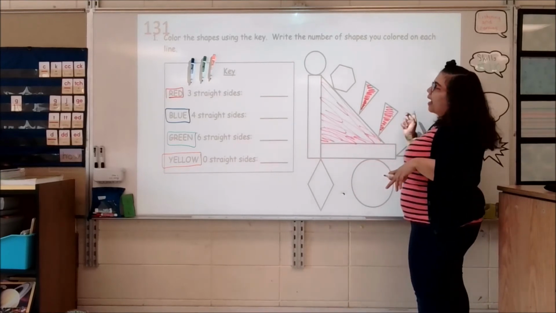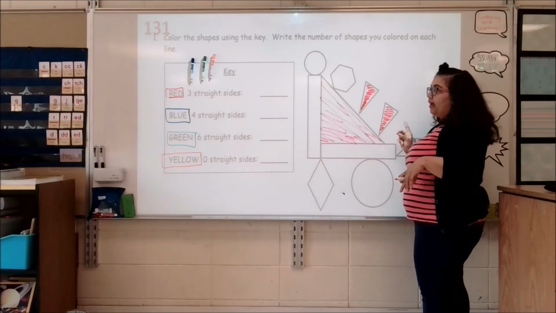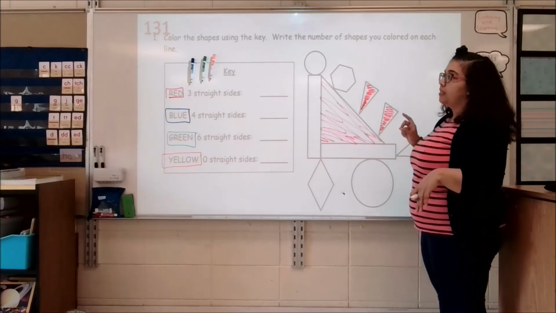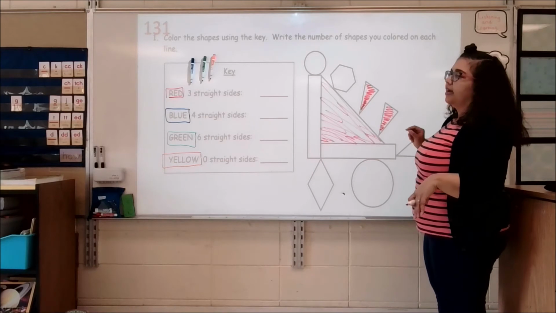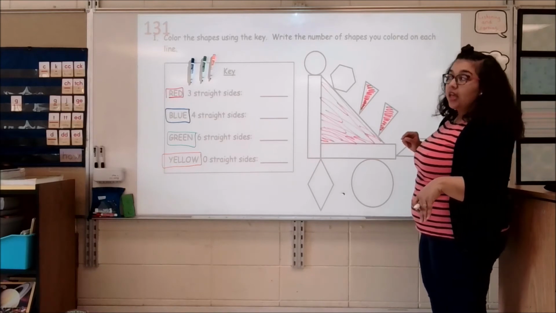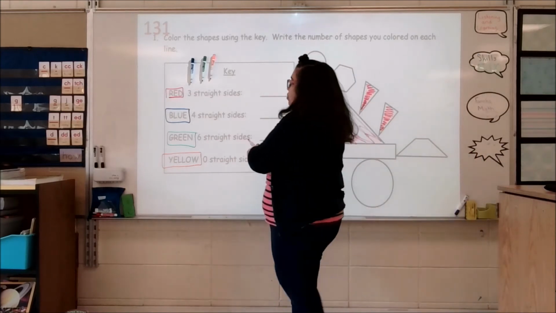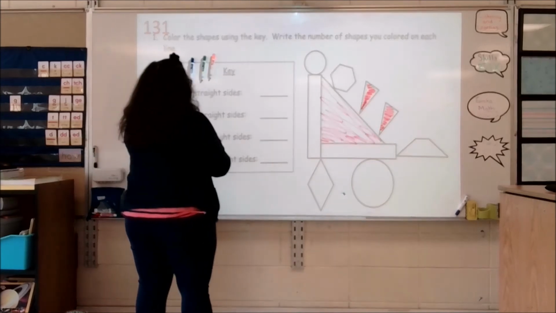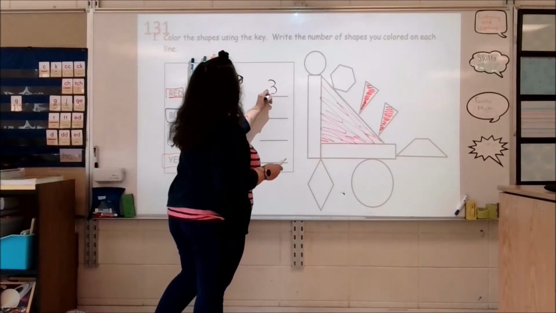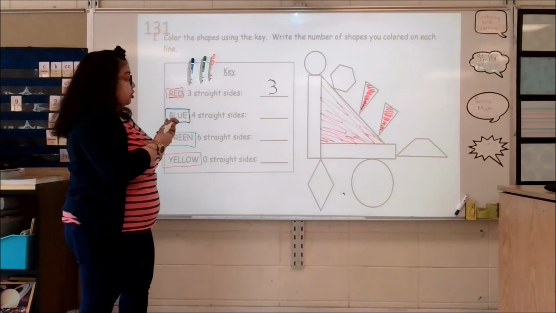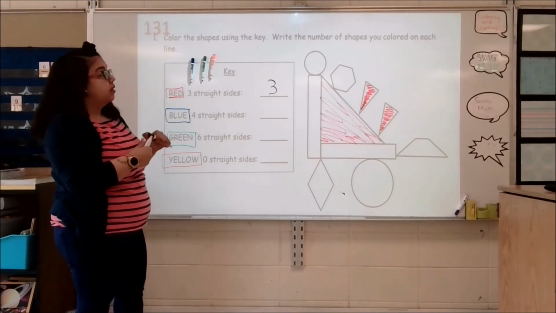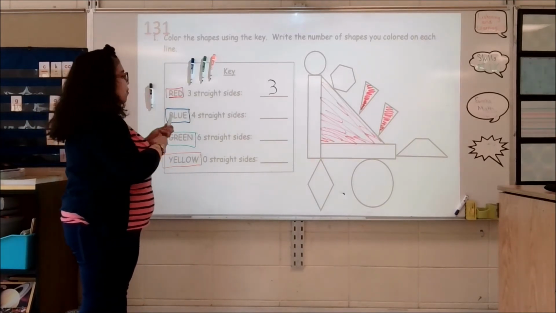Now tell me, how many shapes did I color red? How many shapes did I find had 3 straight sides? 3. I found 3 shapes with 3 straight sides. Good.